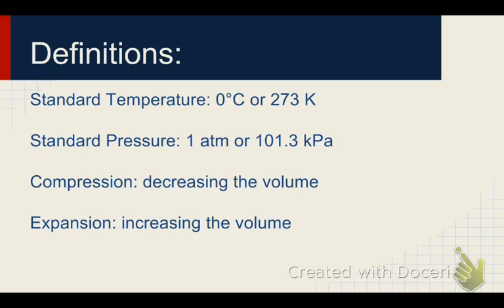The last two things are just plain vocabulary, like usual words that I might use. If I ever talk about compression, say I have my volume and I'm going to compress it to a smaller size, what I'm saying is that I am decreasing the volume. Versus expansion, which is just saying that I am increasing the volume. Make sure that you're familiar with these words.